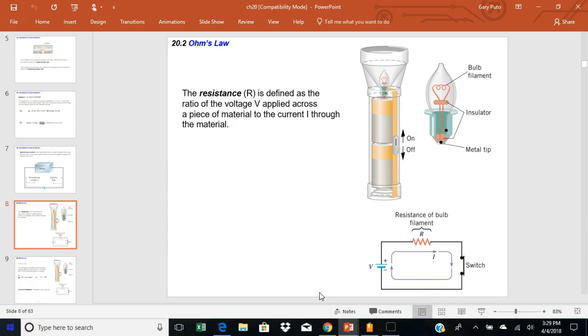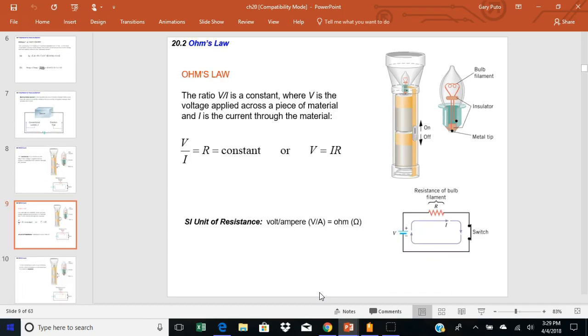The actual resistance in the flashlight is caused by that little filament. So again, note the flow of the current I, going from the positive terminal of the battery. That's resistance. It's basically defined, it's a constant. It's the voltage across a piece of material applied to the current through the material. Ohm's Law: voltage divided by current is constant. V is the voltage applied across a piece of material, I is the current through the material, and R is the resistance of the piece of material. In this case, it's the bulb filament.